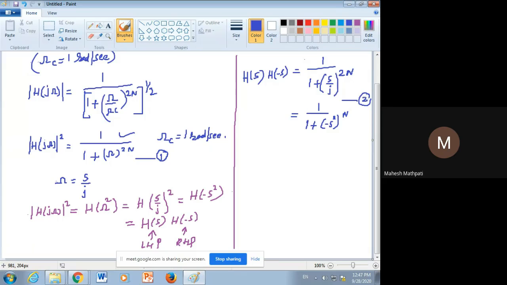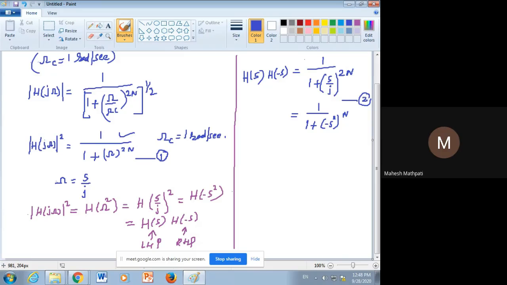Understood? Any difficulty here? No, sir, no difficulty. Okay. Just add one line after equation 2. Hope you are writing it parallelly. Is everyone writing? Yes, sir. Okay.